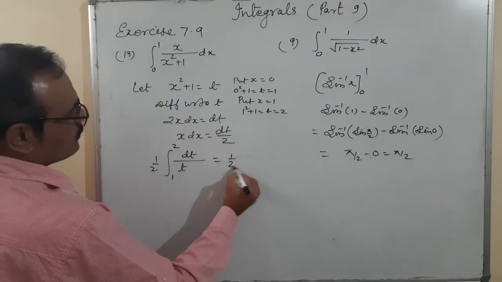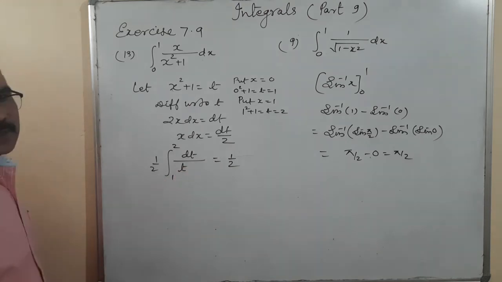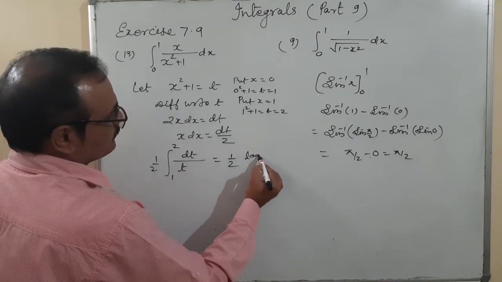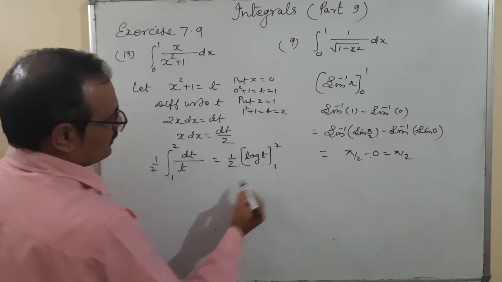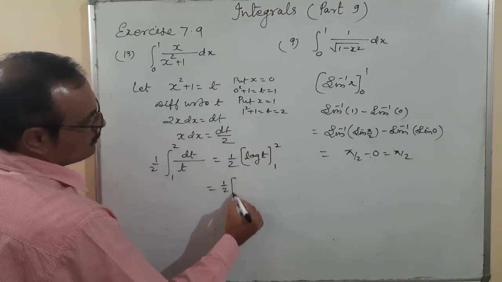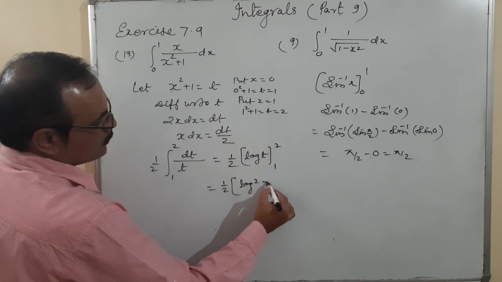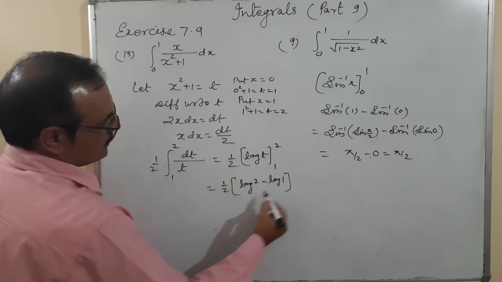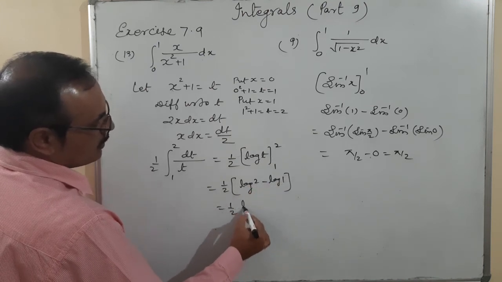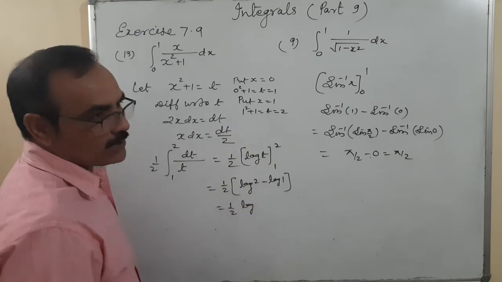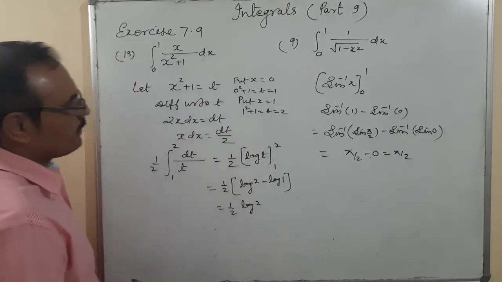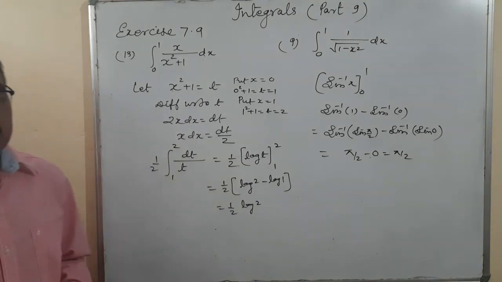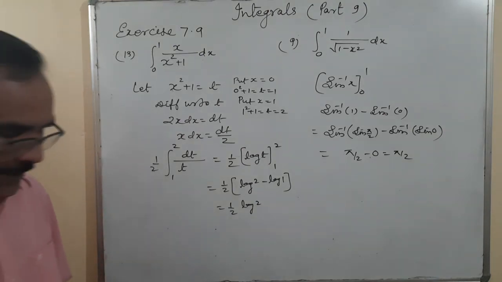1 upon 2, 1 upon t dt, log t, limit 1 to 2. So it is 1 upon 2 times log 2 minus log 1. Log m minus log n is log m upon n, 2 upon 1, that is 2. So 1 upon 2 log 2. That is one procedure. Now the second procedure of the same question, if you don't want to change the limit.